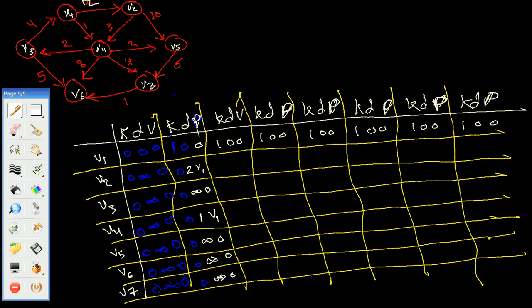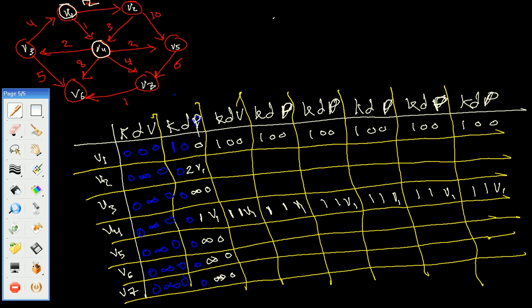Okay. Next we look at these values: we have 2 here, we have infinity, we have 1, so we take the minimum, and because this is the minimum, we put this 1 and V1, and we repeat this process for the rest of the rows: 1 1 V1, 1 1 V1, 1 1 V1. So we know V4 and V1.